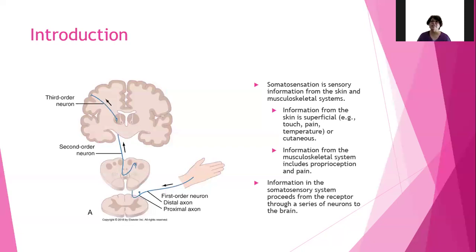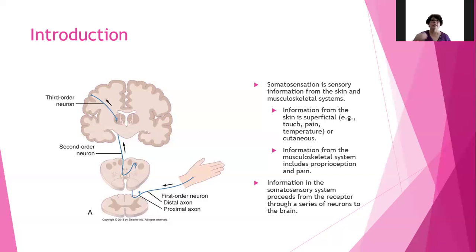So somatosensation is sensory information from the skin and musculoskeletal systems. Information from the skin is superficial or cutaneous: touch, pain, temperature. Information from the musculoskeletal system includes proprioception and pain. Information in the somatosensory system goes from the receptor through a series of neurons to the brain. And normally it's a 3-neuron pathway.